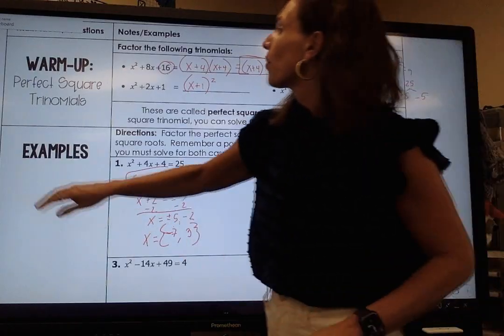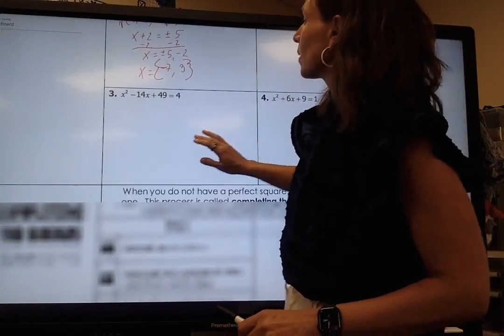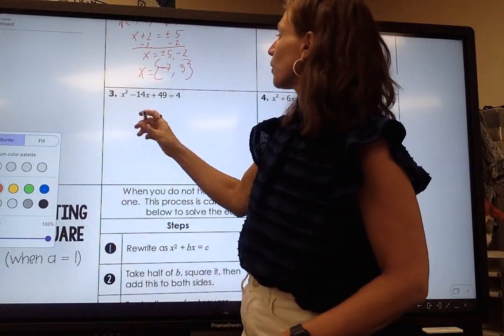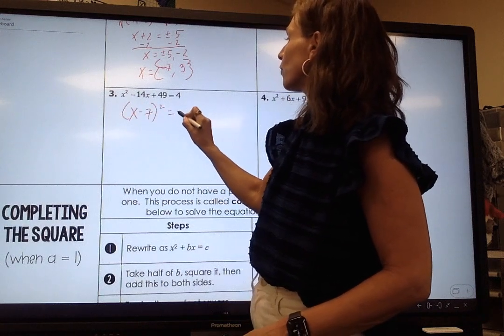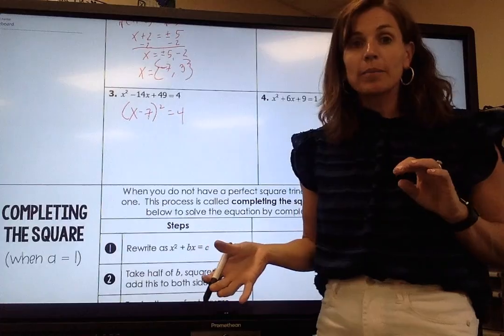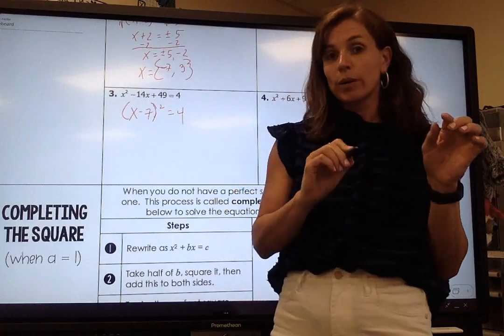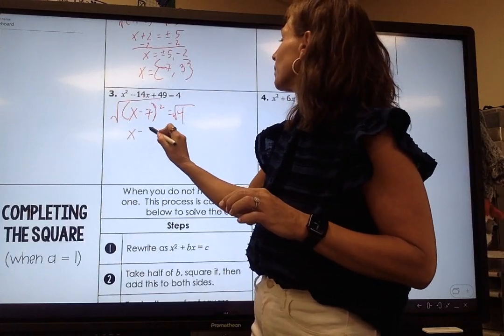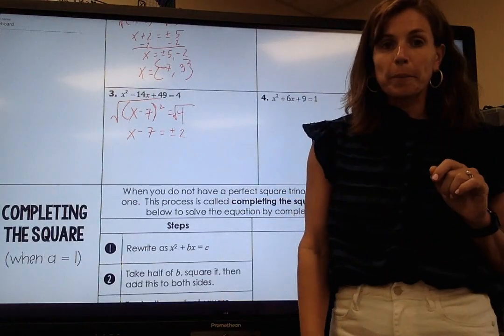Let's take a look at number 3. So number 3, I can recognize that this is a perfect square, and I get x minus 7 squared equals 4. Now that my squared term, my quadratic term, is by itself, I can take the square root of both sides, and I get x minus 7 equals plus or minus 2. That's the square root of 4.